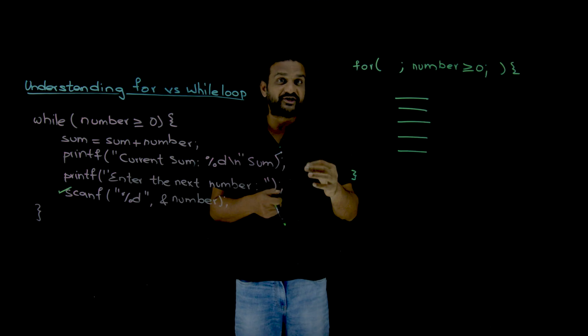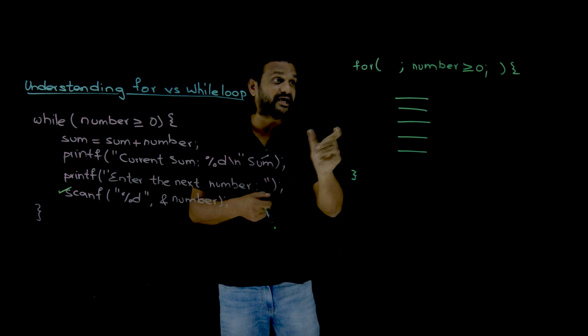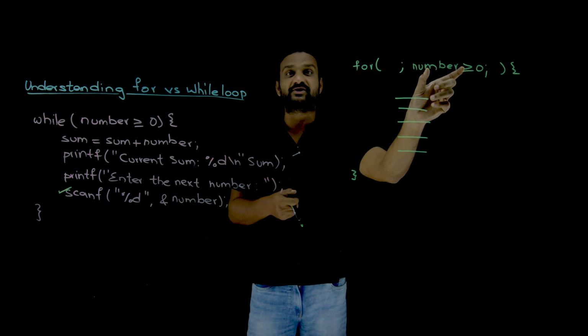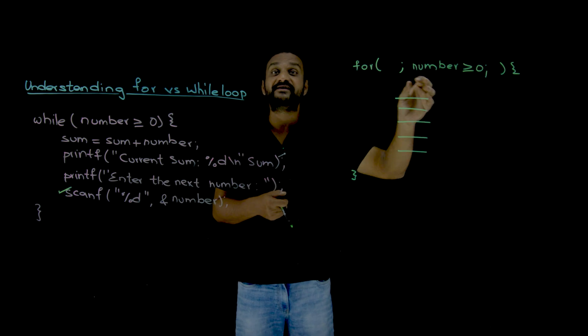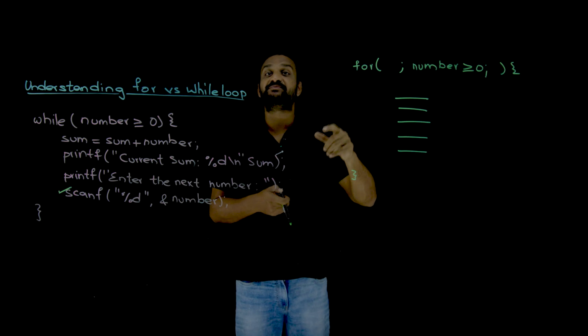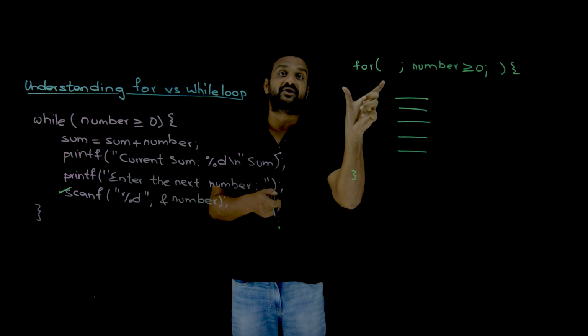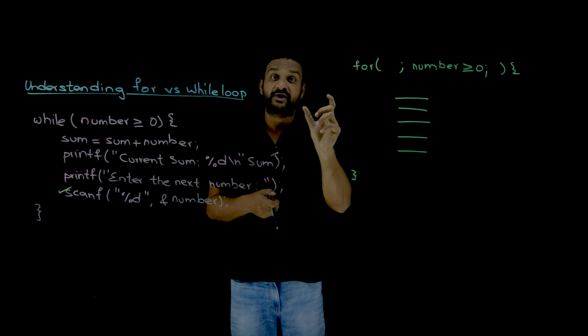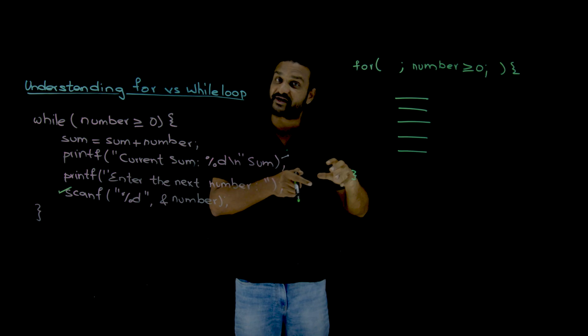That's it for this video, and the immediate doubt that you're going to get is, can we avoid the conditional statement also? Means, can all three statements be avoided? Yes, all three statements within the for loop can be avoided. In such a case, that loop is called an infinite loop. The detailed understanding about infinite loops we are going to cover in our next video.